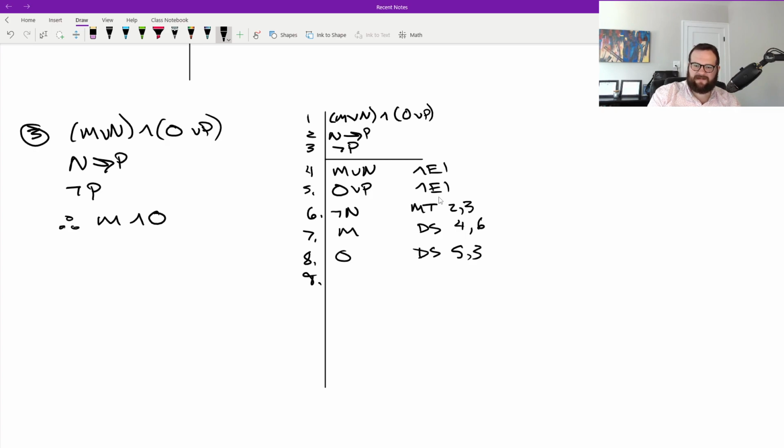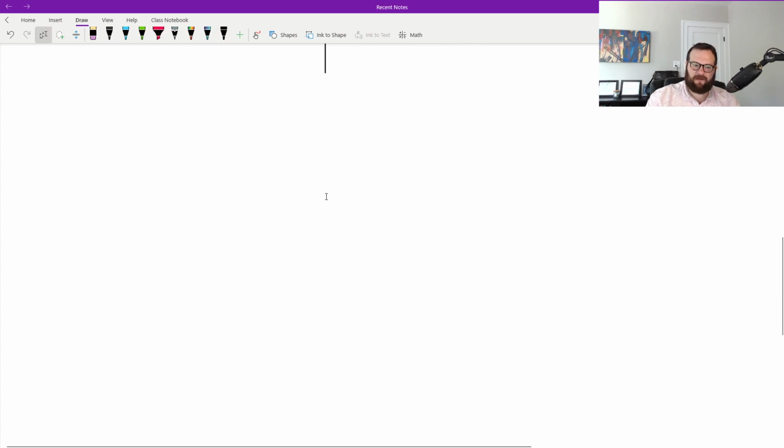And now all that's left is to bring them together. M and O, conjunction introduction, 7, 8. Okay? Not too bad. It just requires usage of our new rules multiple times. All right, there's one problem left, so we might as well work this one. It looks longer.